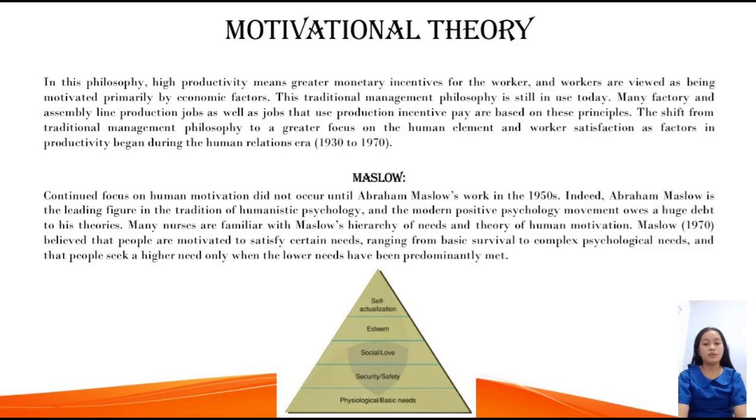this principle. So the factors in productivity began during the human relations era, like 1930 to 1970. In Maslow, continued focus on human motivation did not occur until Abraham Maslow's work in the 1950s. Indeed, Abraham Maslow is the leading figure in the tradition of humanistic psychology, and the modern positive psychology movement owes a huge debt to this theory.